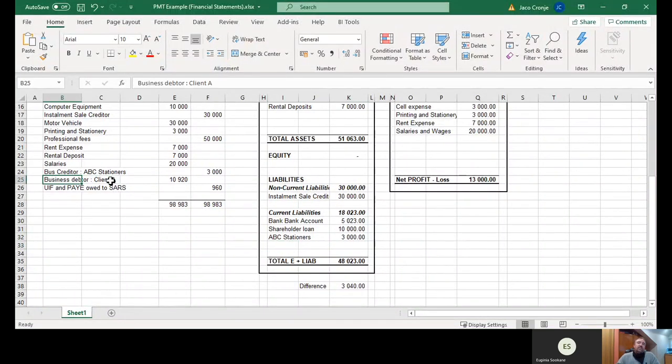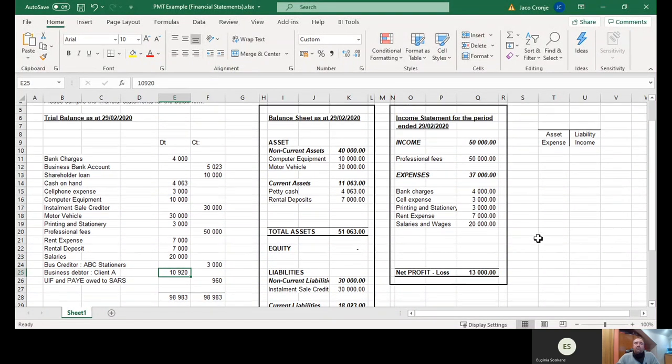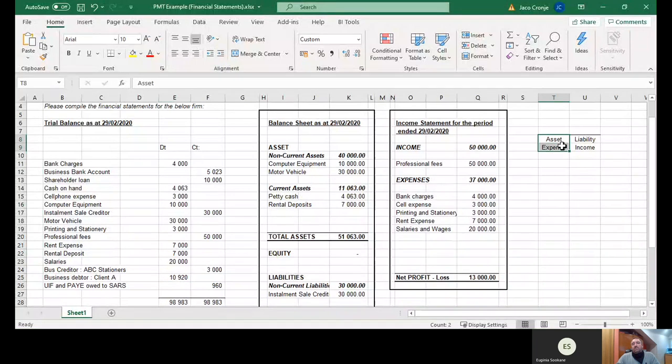Okay, then we get to business debtor, client A, and that's got a debit balance of 10,920. So that means it's either an asset or an expense. So a business debtor, client A, that means we've done work for this client, we've invoiced him, but he hasn't yet paid us. So what happens in that case? It means in future, this client will have to physically pay us. And what happens the moment a client has to pay you in future? That means we have generated an asset.